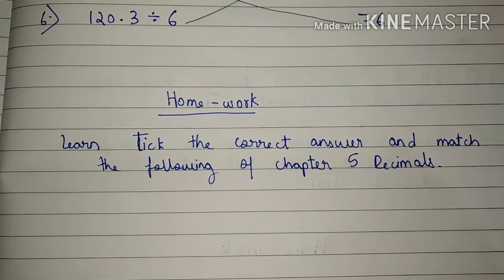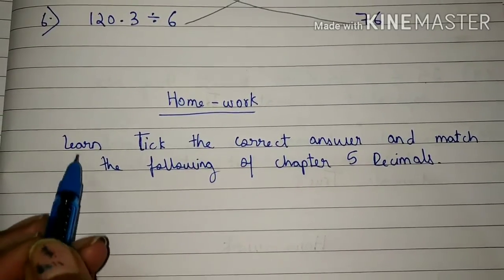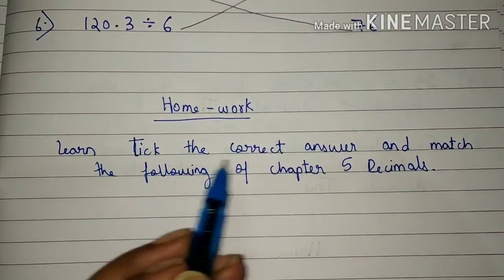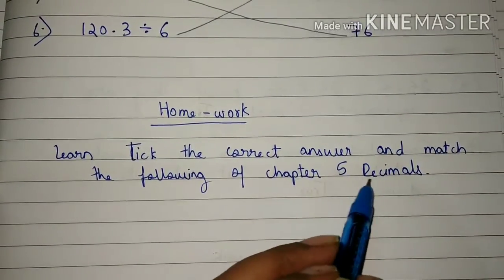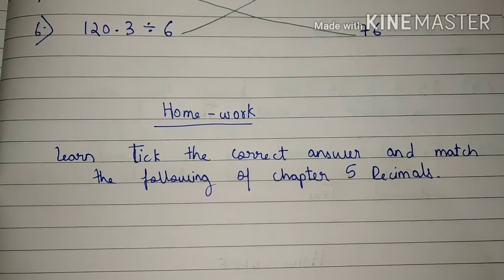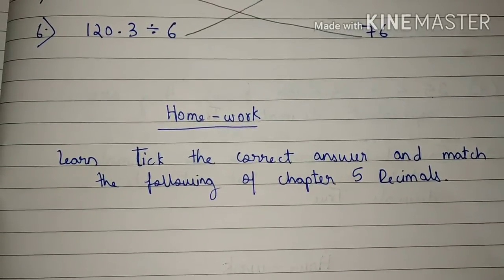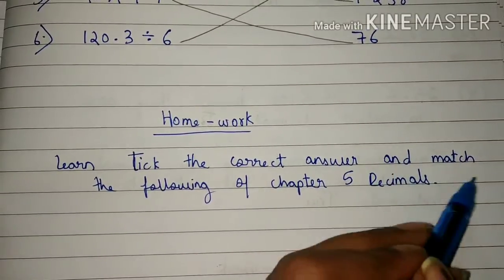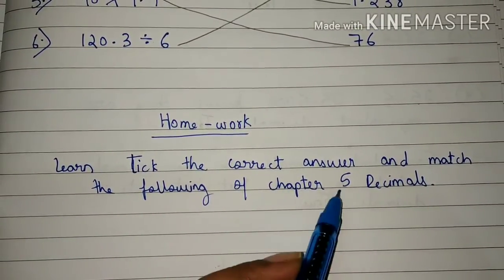Students, note down your homework. Learn tick the correct answer and match the following of chapter 5 decimals. Students, this is your homework. You have to learn tick the correct answer and match the following of chapter 5 decimals.